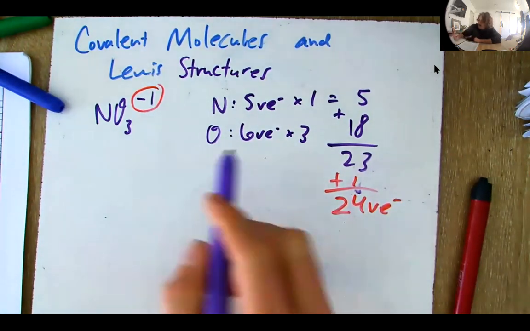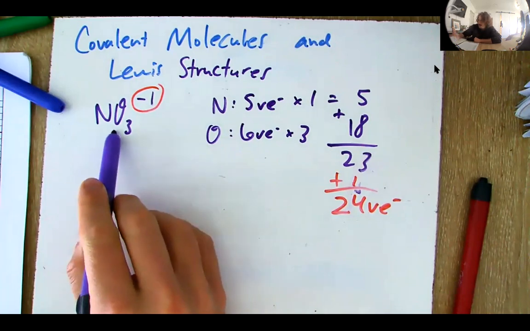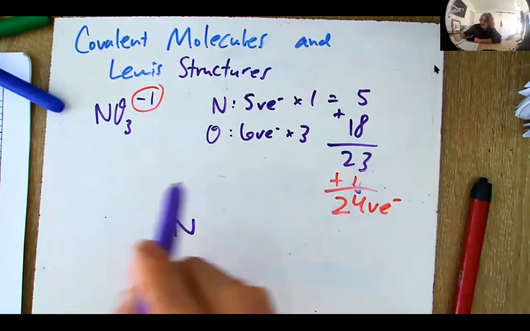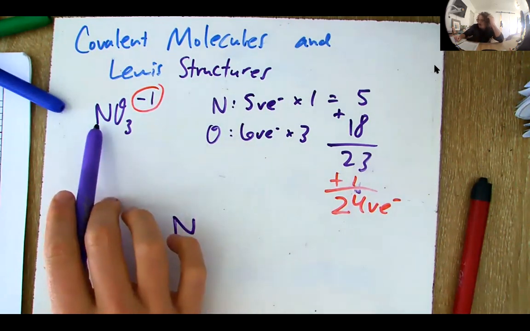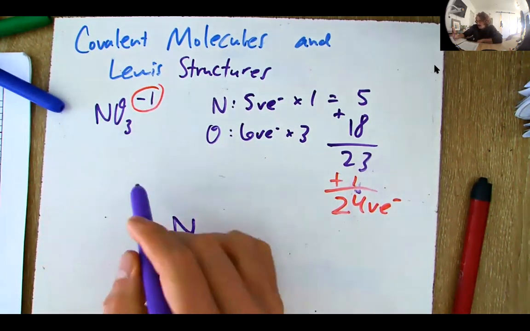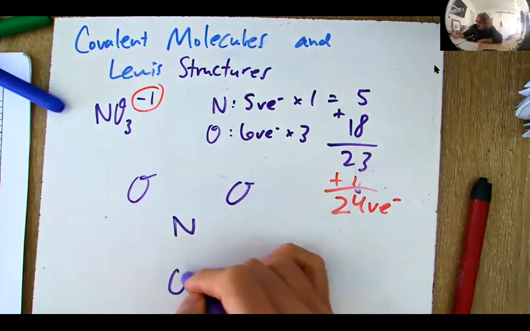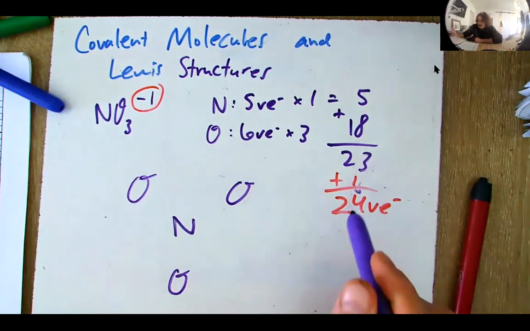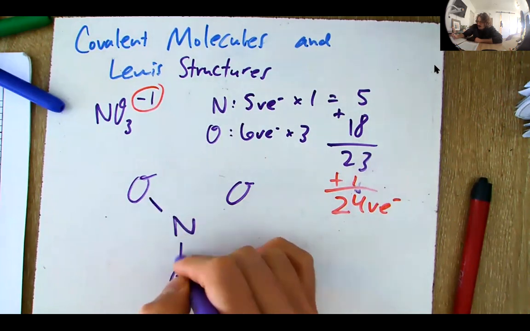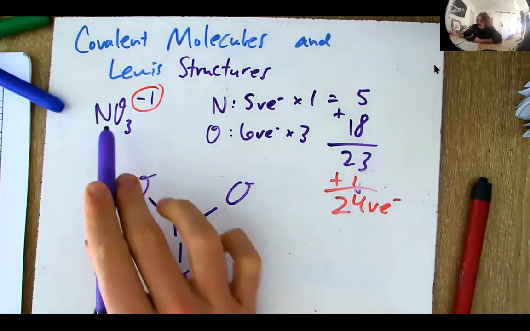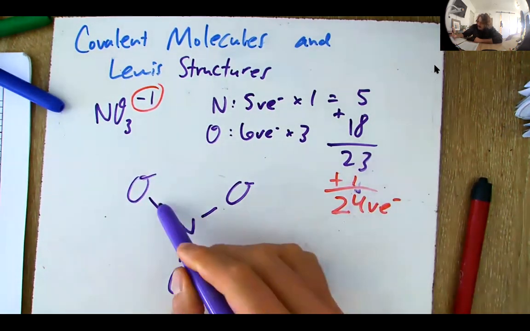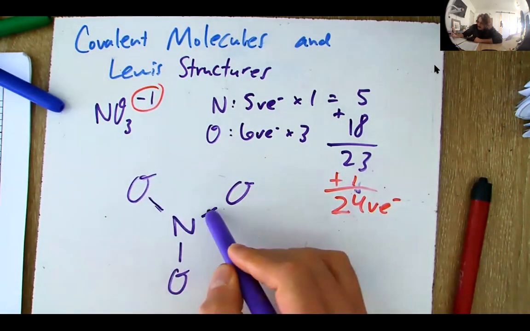So we have our nitrogen in the middle and oxygens on the outside. Usually that first element is in the middle, with the exception of water and a few other molecules. And then the next step is to automatically draw single bonds to show that all of the atoms are connected within one molecule of NO3. Each bond represents 2 shared electrons.